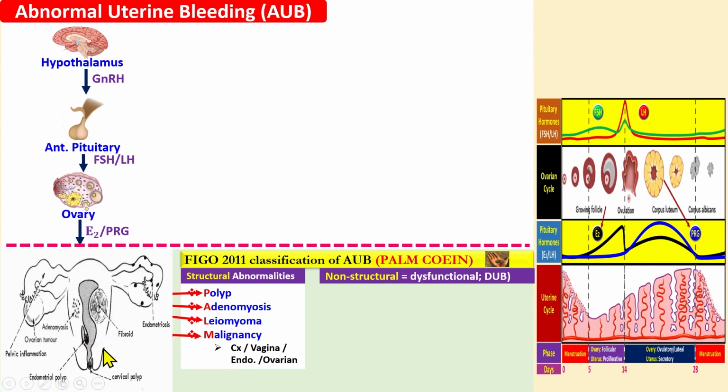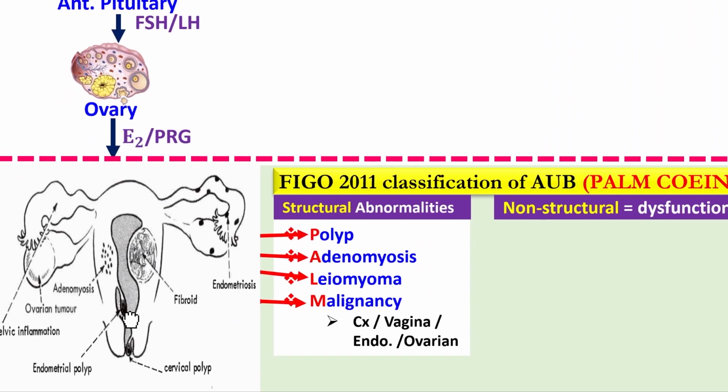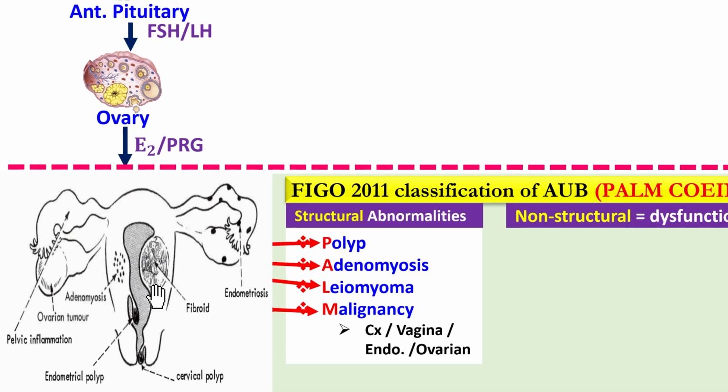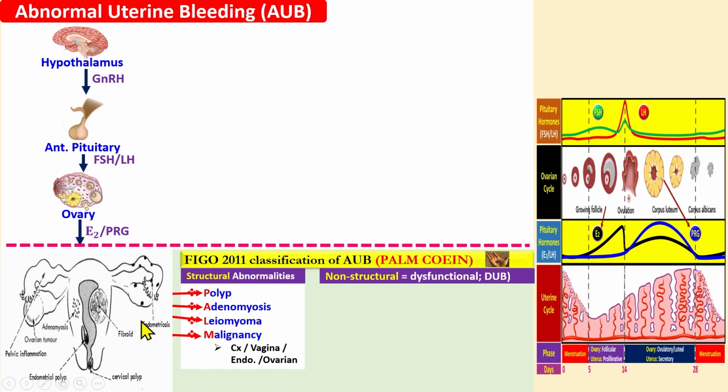In this cartoon, you can see the different pictures. Here you can see the polyp, so endometrial polyp, cervical polyp, and here is the leiomyoma or fibroid. And here you can see adenomyosis, meaning endometrial glands are present in the myometrium, and an ovarian tumor. So pelvic inflammation. These are different etiologies which can lead to abnormal uterine bleeding. You can investigate these structural abnormalities by going through ultrasound.